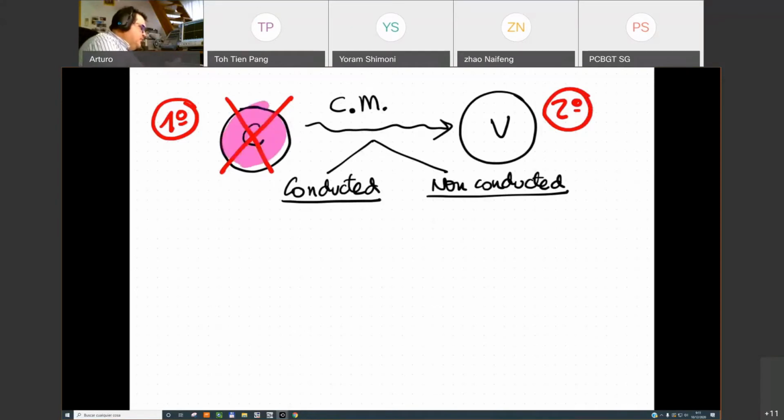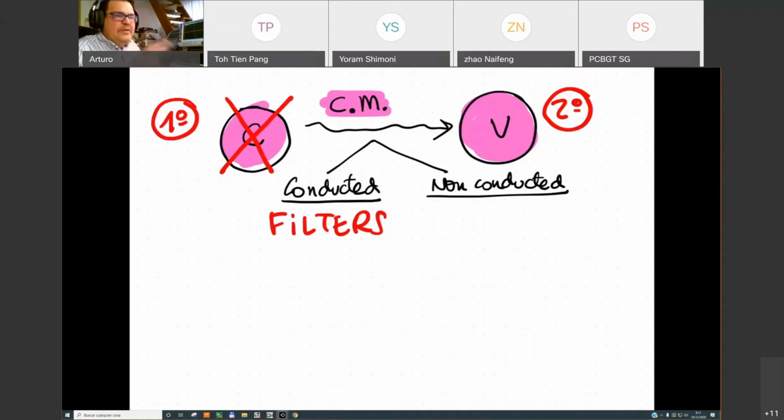Many people are able to identify where the victim is, but it's not so easy to identify the coupling mechanism. When you identify the coupling mechanism and whether it is conducted or not conducted, you have two different solutions to the problem. For conducted emissions, we are able to introduce filters. So we put some kind of inductors, capacitors, resistors, or ferrites in the middle of the path of the signal to avoid the path of this signal to the victim.